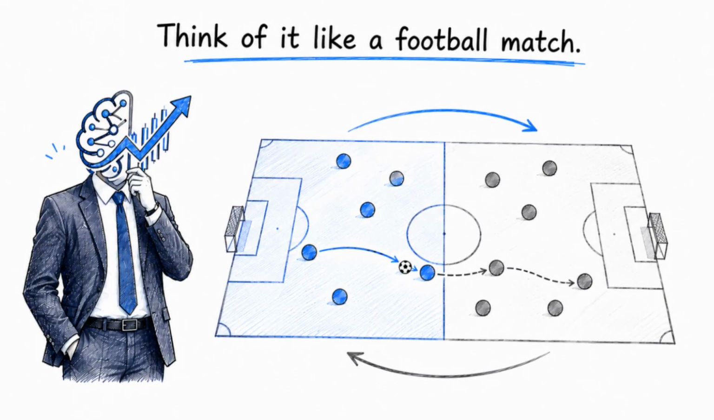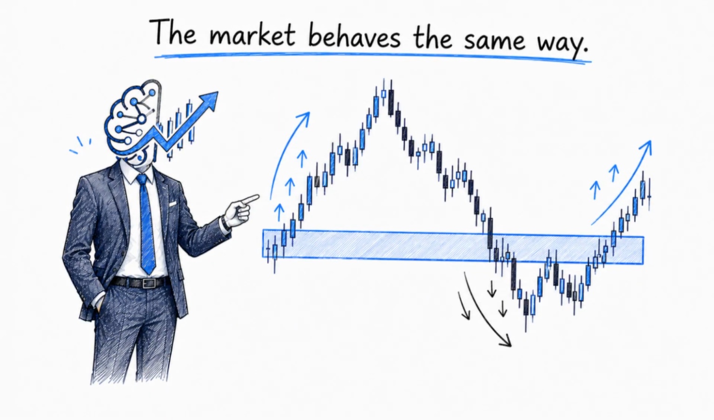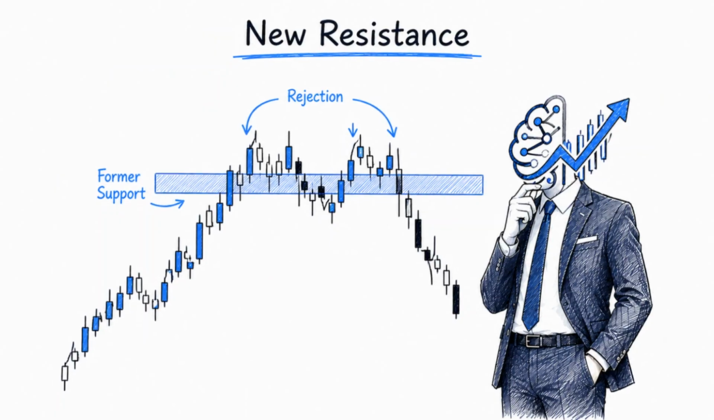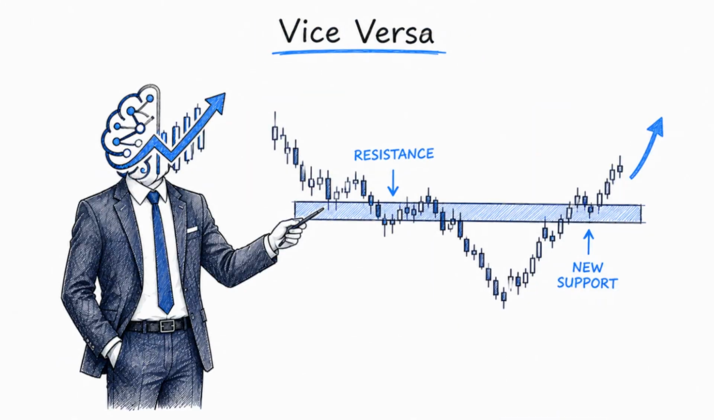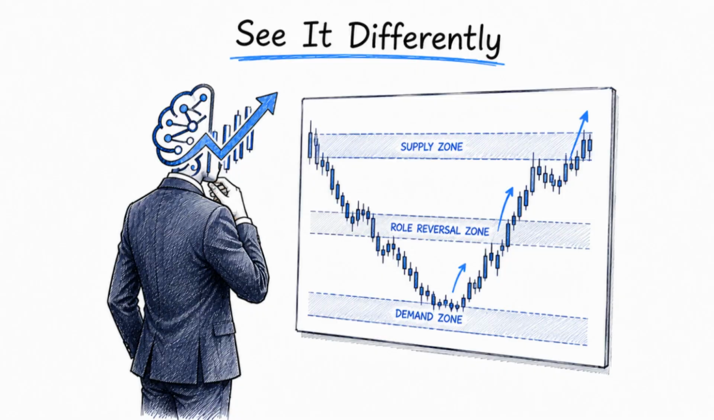Think of it like a football match. One team loses possession. Now they're defending instead of attacking. The market behaves the same way. Areas where buyers were once in control can later become areas where sellers take over, and vice versa. Once you start noticing role reversals, you'll begin seeing the market very differently.